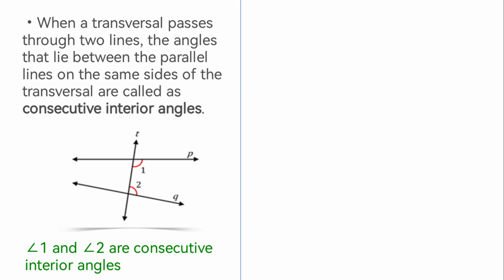When a transversal passes through two lines, the angles that lie between the parallel lines on the same side of the transversal are called consecutive interior angles. So it can further be visualized in this figure, the location for angle 1 and angle 2. The relationship of angle 1 and angle 2 is what we call the consecutive interior angles.